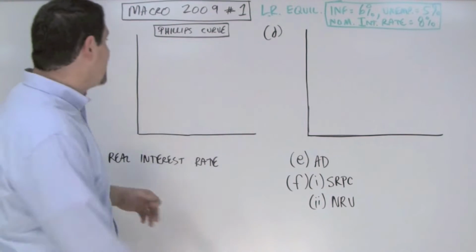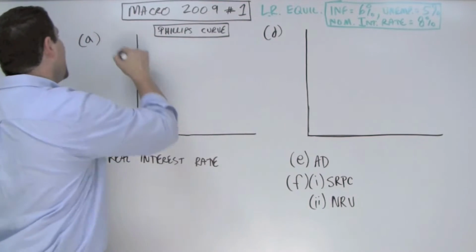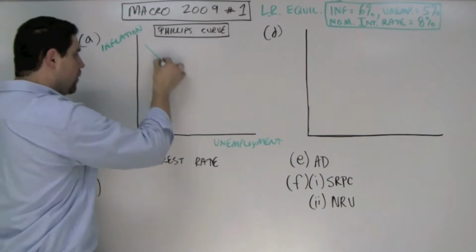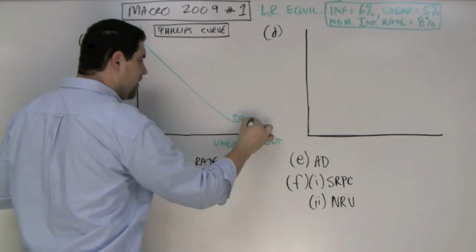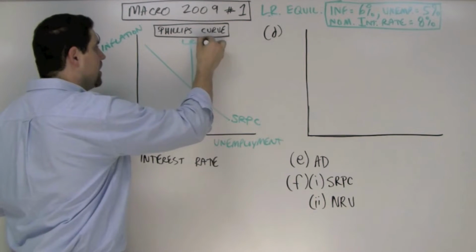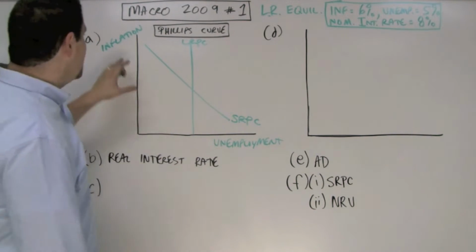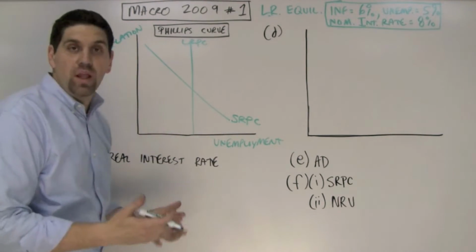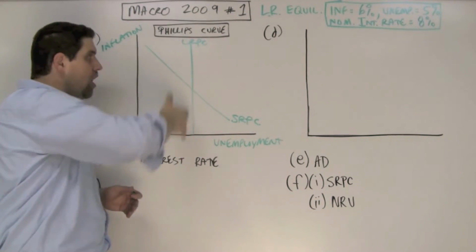Part A starts off by asking you to draw the Phillips curve. The Phillips curve has inflation up here and unemployment, a downward sloping short-run Phillips curve, a vertical long-run Phillips curve. Remember, there's an inverse relationship in the short run between inflation and unemployment. In the long run, there's no relationship between them. That's why the Phillips curve in the long run is vertical.